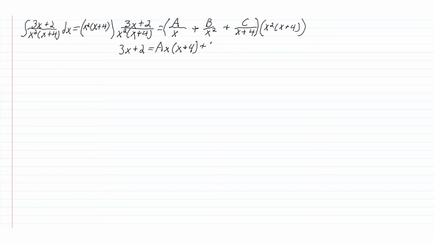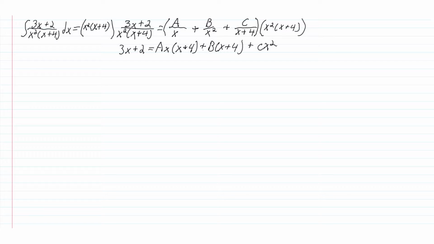And then we'll have b, and then the x squared will cancel with the x squared. So we'll have x plus 4. And then it'll be plus c. And all c is missing is the x squared.